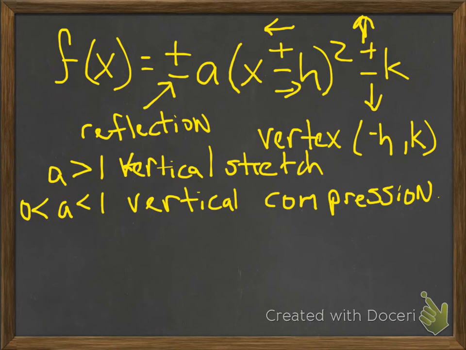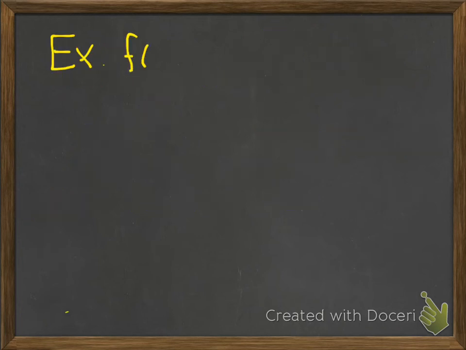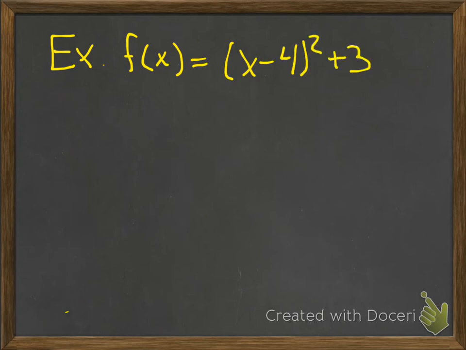So I said 2 examples, and then I'll give you your assignment and I'll be done. Example: f of x is equal to parentheses x minus 4 squared plus 3. Describe the transformations, give me the vertex, and then graph it.